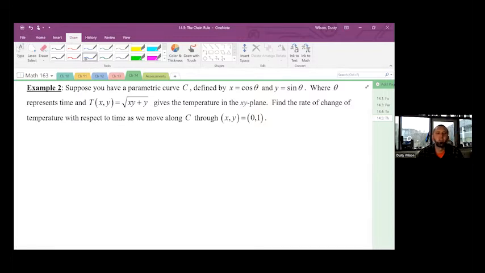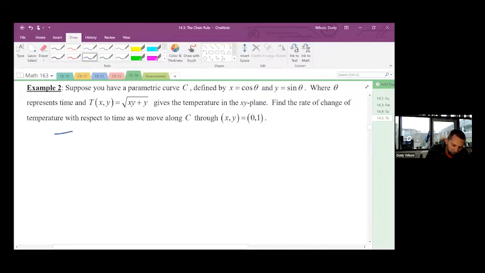Example 2. Suppose you have a parametric curve C defined by x equals cosine of theta and y equals sine of theta, where theta represents time, and T of x, y equals the square root of xy plus y, and gives the temperature in the xy plane. Find the rate of change of temperature with respect to time as we move along C through (x, y) equals (0, 1). So let's start with our little tree diagram.